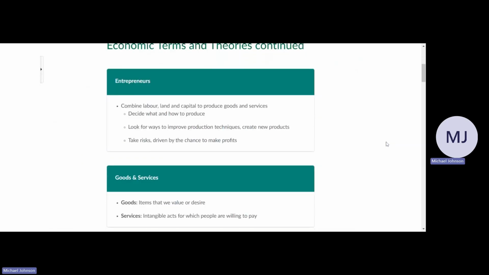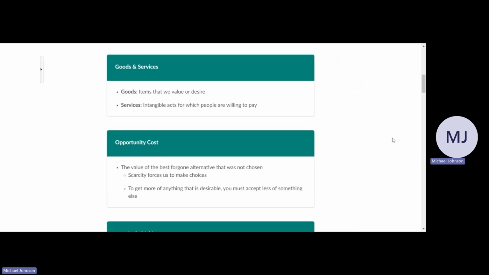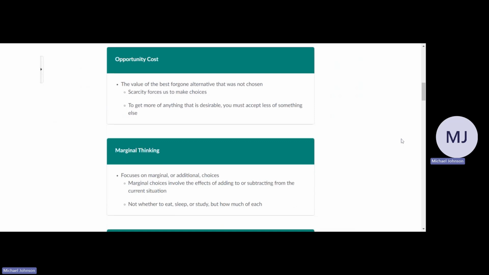So economic terms and theories continued. Entrepreneurs combine labor, land, and capital to produce goods and services, decide what and how to produce, look for ways to improve production techniques, create new products, and take risks driven by the chance to make profits. Goods and services: goods are items of desire. Services are intangible acts for which people are willing to pay.